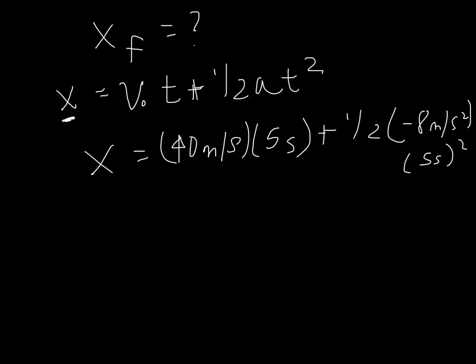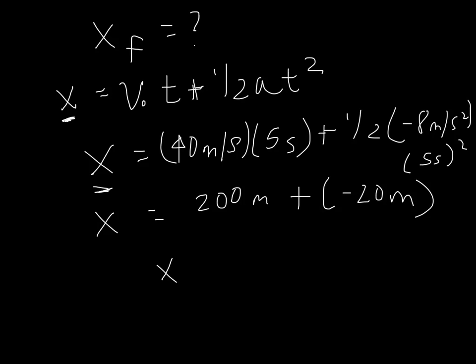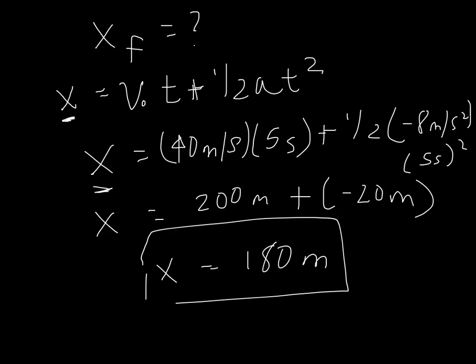So if I solve for x, I get x equals 40 times 5, which is 200 meters, plus negative 8 times 5 squared times 1/2, which would be negative 100 meters. Hmm, let's see. And that, therefore, x equals 180 meters. And that's my final answer. So I might have made a mistake. Sorry if I did. That might happen every once in a while.